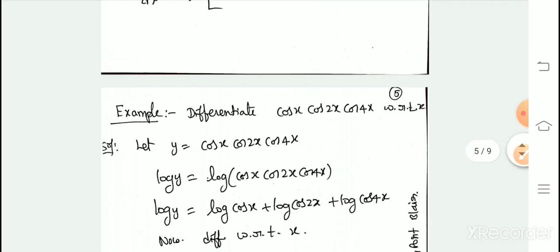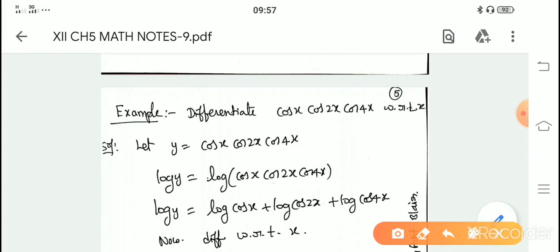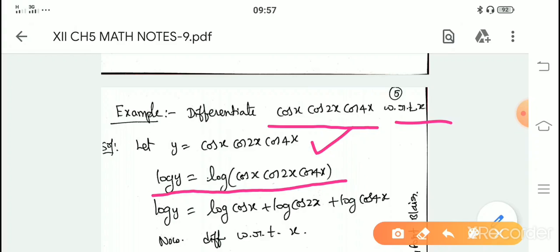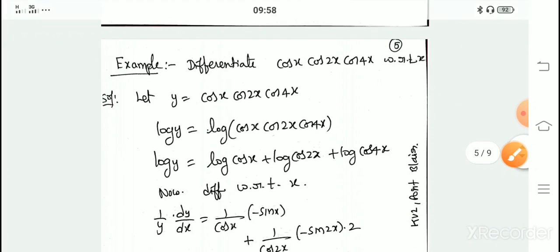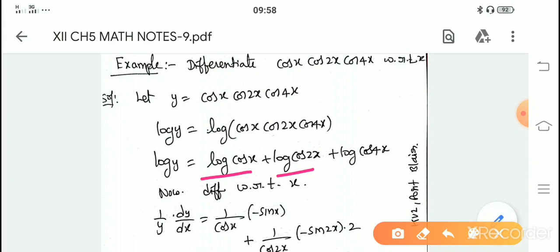Next question is differentiate cos x, cos 2x, cos 4x with respect to x. This is also a textbook question. Take y is equal to this, then immediately apply log on both sides. Since the product is there, apply the product rule. That is, log cos x plus log cos 2x plus log cos 4x, because product becomes plus in the logs.